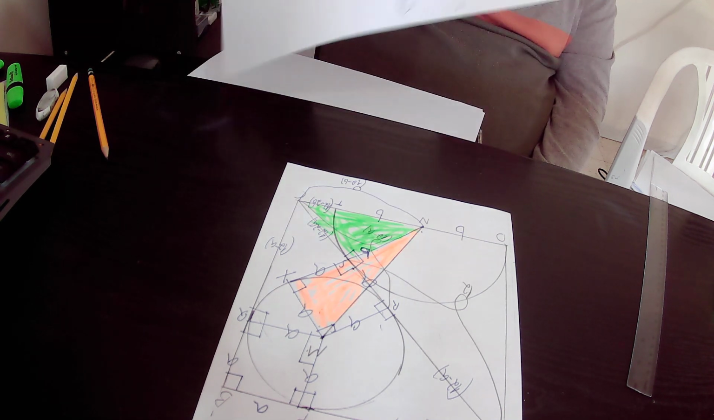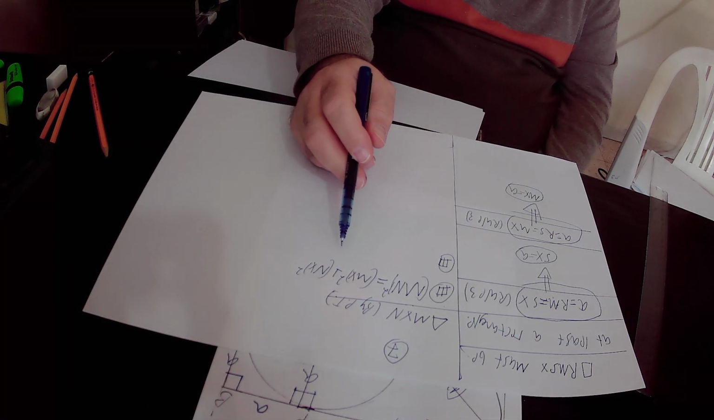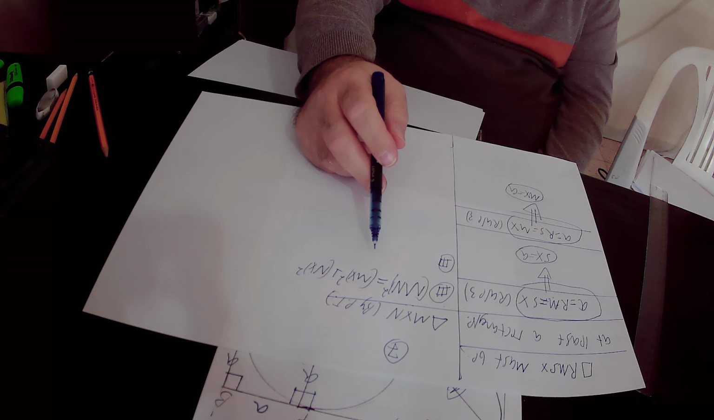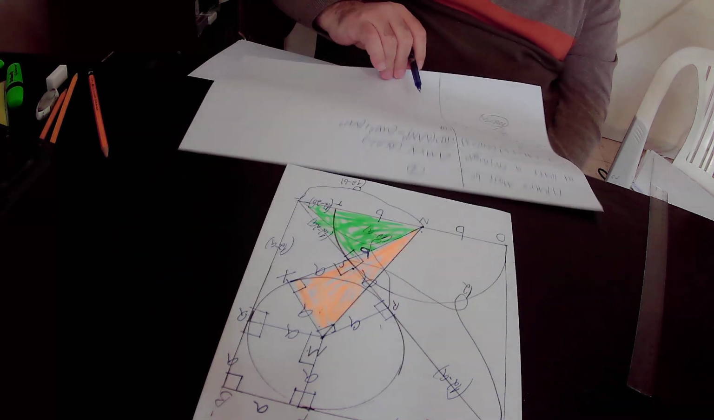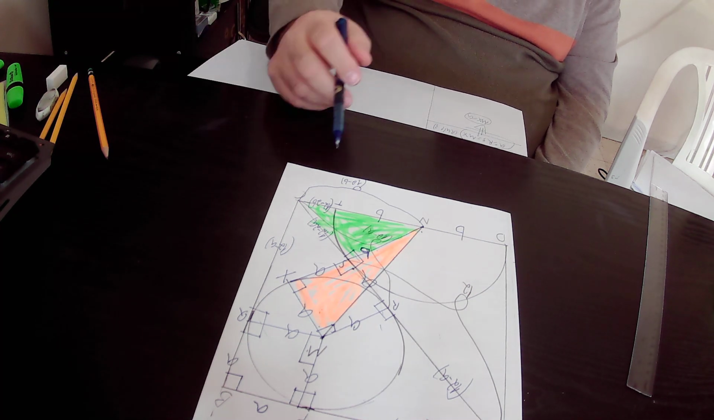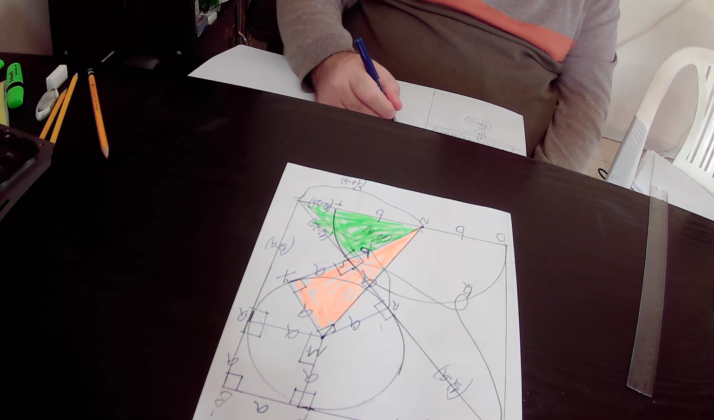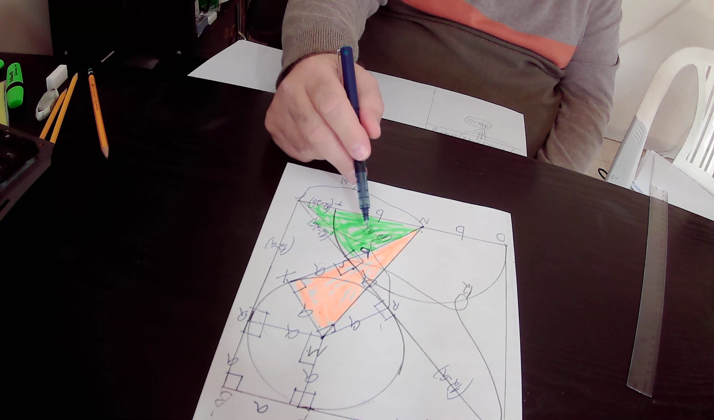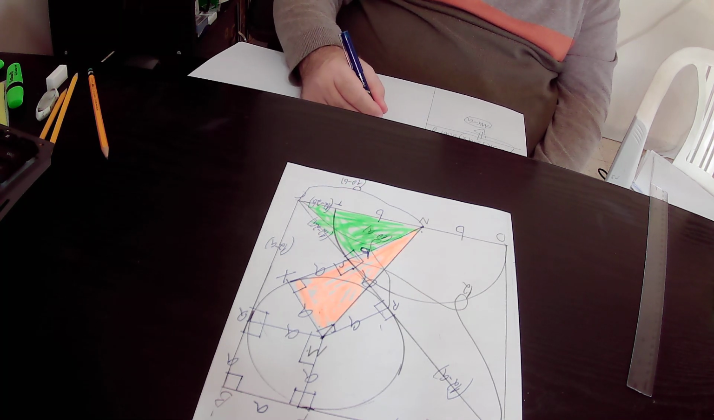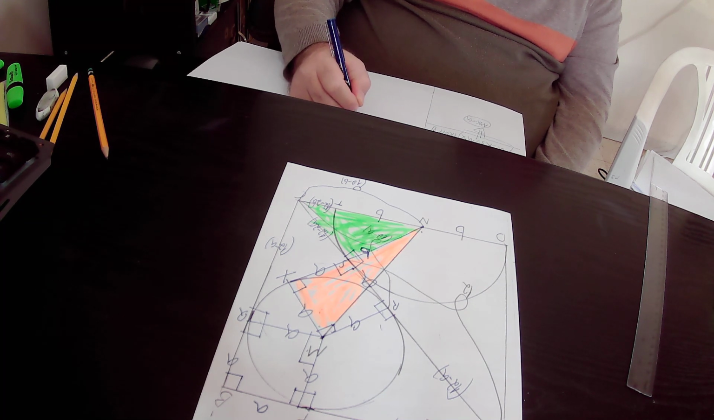Again, according to the Pythagoras theorem, MN square equals MX square plus NX square in the right orange triangle MXN. So MX is A, so MX square is A square, plus NX. NX is A plus B, so NX square is A plus B, squared. And it equals MN square.